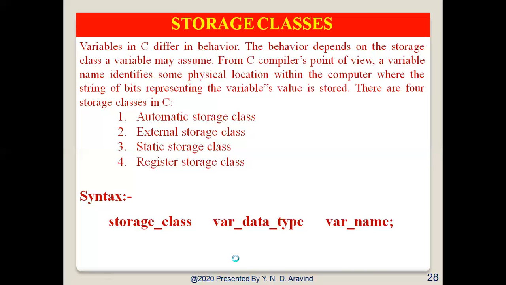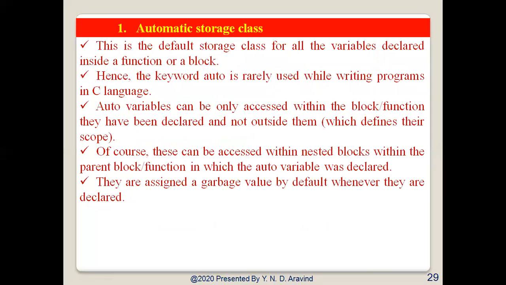Let us see the first storage class, that is the automatic storage class. This is the default storage class for all the variables declared inside a function or a block. Hence the keyword auto is rarely used while writing programs in C language. By default, all the variables we declare are auto, so there is no need of writing auto. Even if you write it or don't write it, it will consider those variables as auto type. That's the reason most of the time we don't write auto.